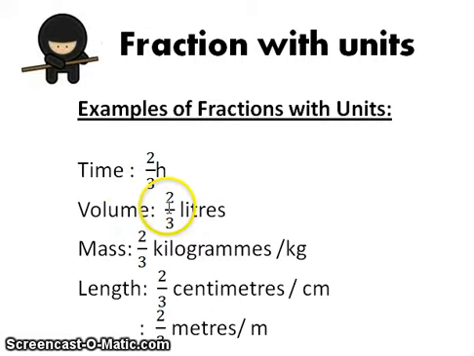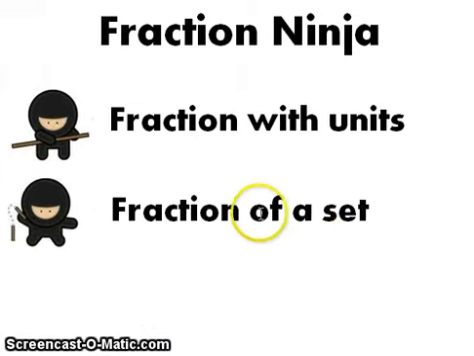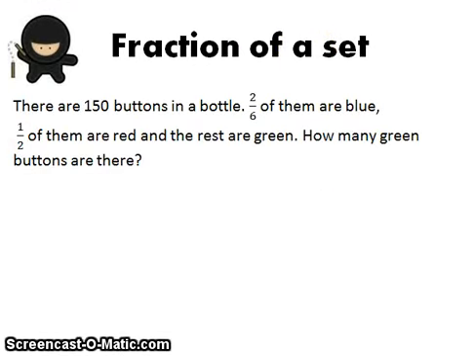But today we're going to take a look at another kind of word problem that involves fraction of a set. This is an example. Let's start by reading the question. There are 150 buttons in a bottle. 2 out of 6 of them are blue, half of them are red, and the rest are green. How many green buttons are there?